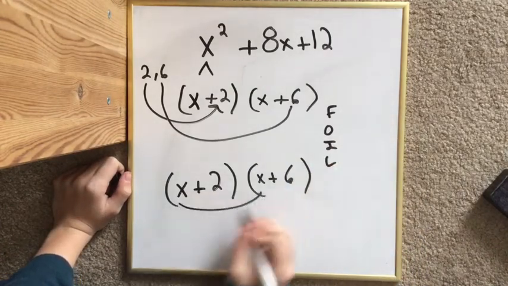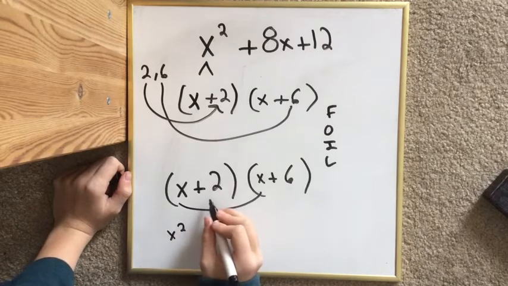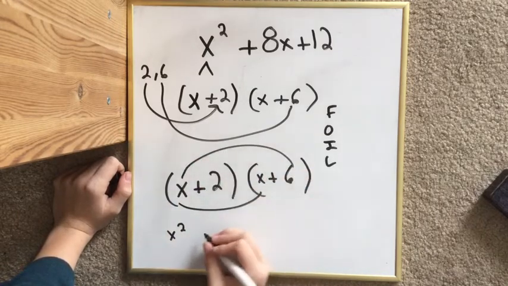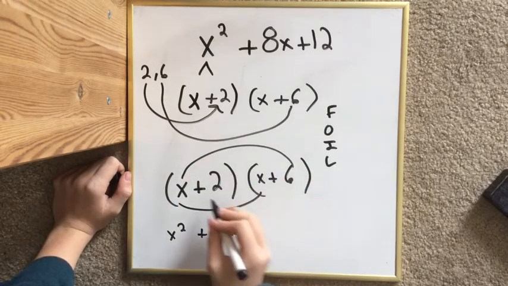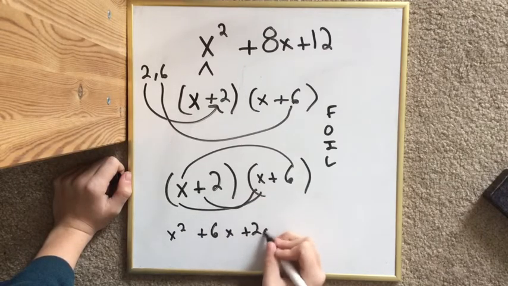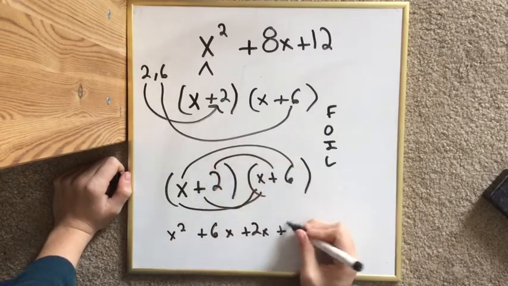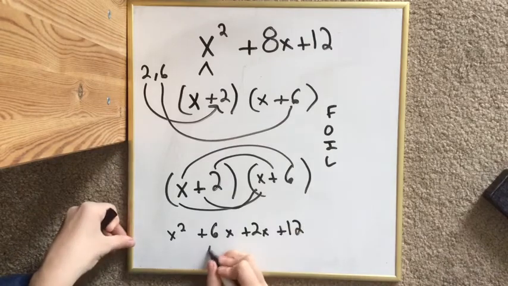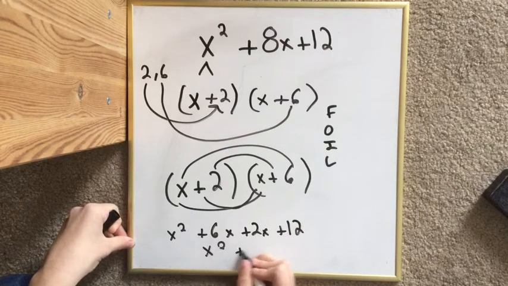So the first term, x times x, is x squared, right? Outer term is plus 6x. Inner term is plus 2x. Last term is plus 12. We get x squared plus 8x plus 12.